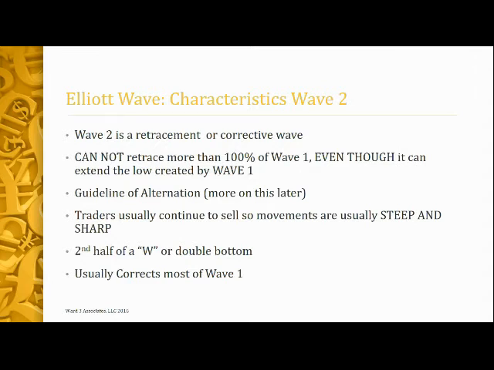Wave 2 is a retracement or a correction to the trend, which is wave 1. Wave 2 cannot retrace more than wave 1, okay? Even though it can extend the low created by wave 1. Once you have identified wave 2, something that will help you identify it is the guideline of alternation, which we'll cover later on.